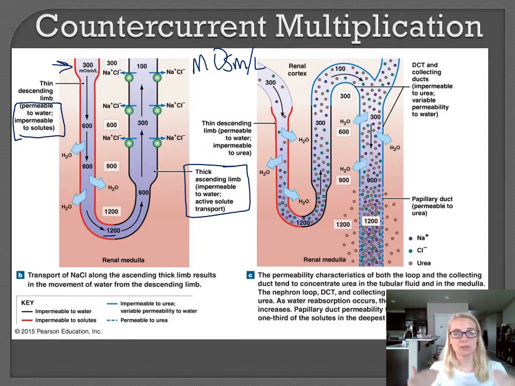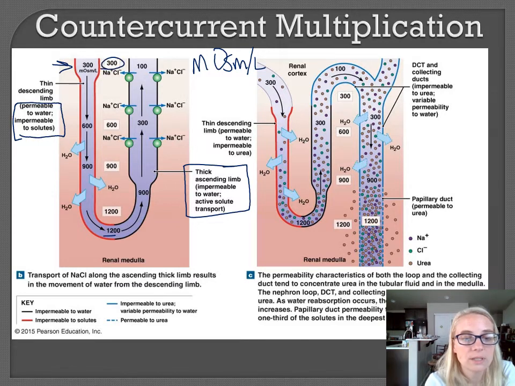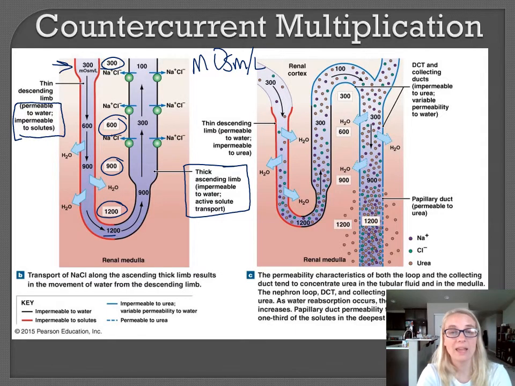So this is what's happening in the medulla. This is the fluid and the tissue that's outside of the nephrons. We can see 300, 600, 900, and 1200. And you might be saying, hey, those numbers look almost exactly the same. And you are correct. They're very similar to the numbers that are inside of the nephron loop. And the reason for that is that whole idea of diffusion and osmosis and equilibrium.